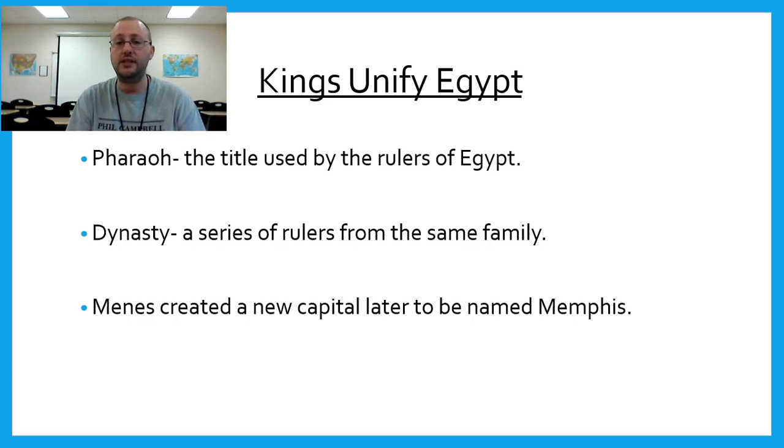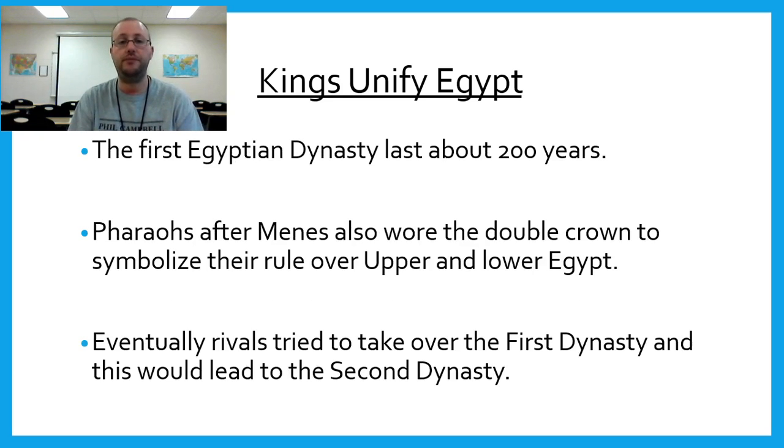And these were usually dynasties, a series of rulers from the same family, and he created a new capital to be later named Memphis. The first Egyptian dynasty lasted about 200 years, and pharaohs after Menes also wore the double crown just to show that they had control over both Upper and Lower Egypt.